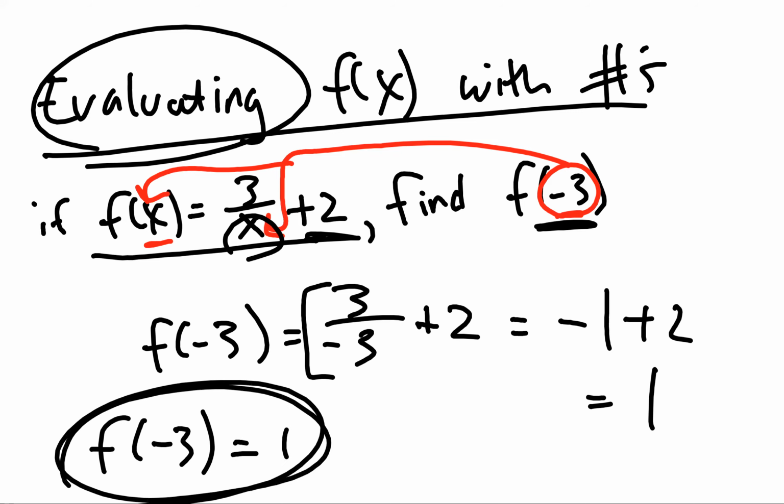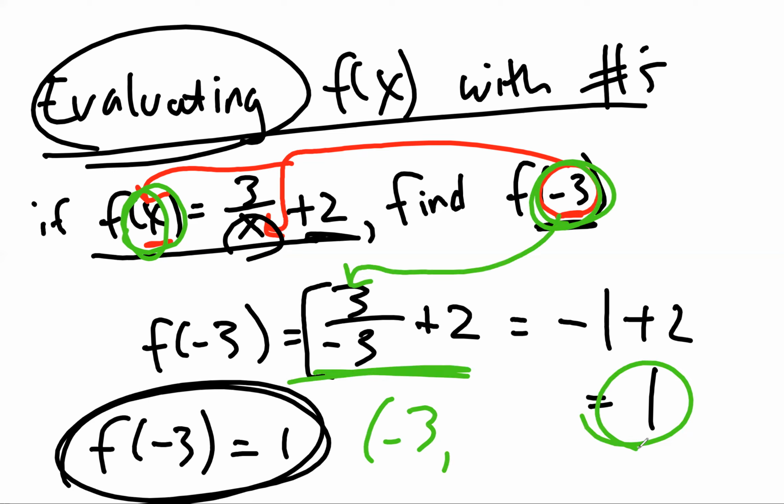This is my answer. Now, here's the cool thing about function notation. The reason that I want us to write it like this is because we did have an x. We replaced that x with a -3. So I can write this as a point, -3. I took that x value, I put it into my function, I did some work, I got this value. Guess what? This is my y value.